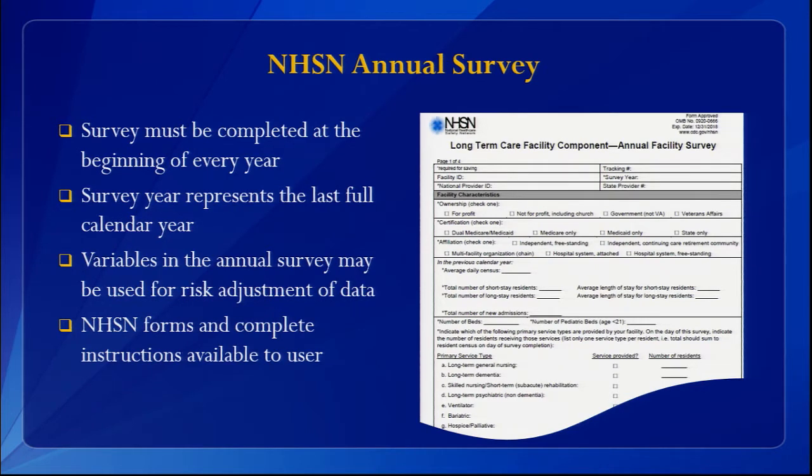The survey year represents the last full calendar year. So when you're answering these questions for 2016, you need to be thinking about what we did for 2015, okay? The variables in the annual survey are used on the patient safety, the hospital side for risk adjustment, and our plan is on the nursing home side, the long-term care facility side, to also do that when we get there, and we're excited to get there. So the annual survey is just extremely important. It allows us to analyze data based on certain risk factors that your facility may or may not have, and then compare your data with like risk factors to another nursing home with like risk factors.